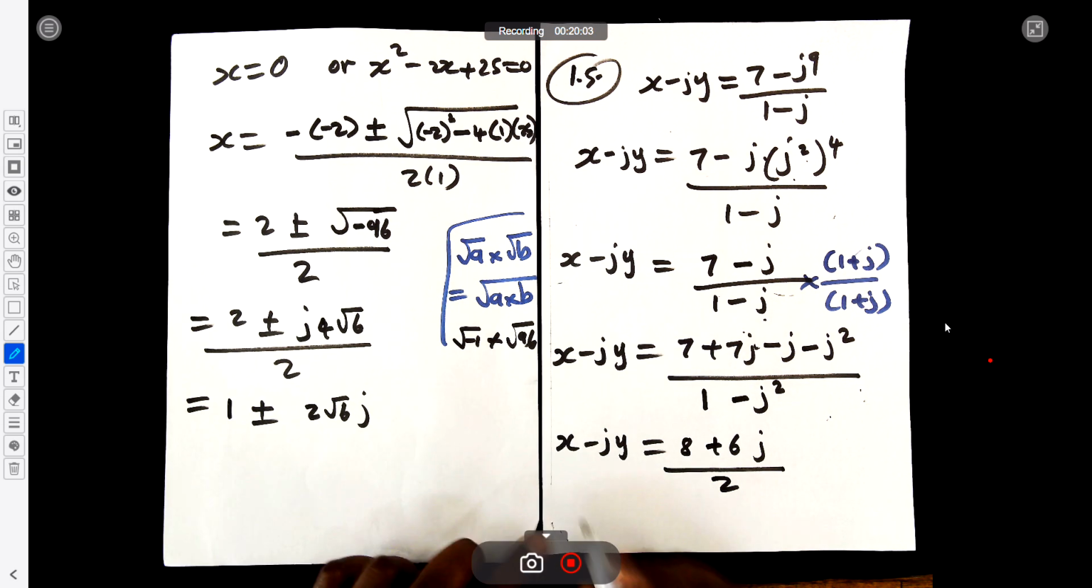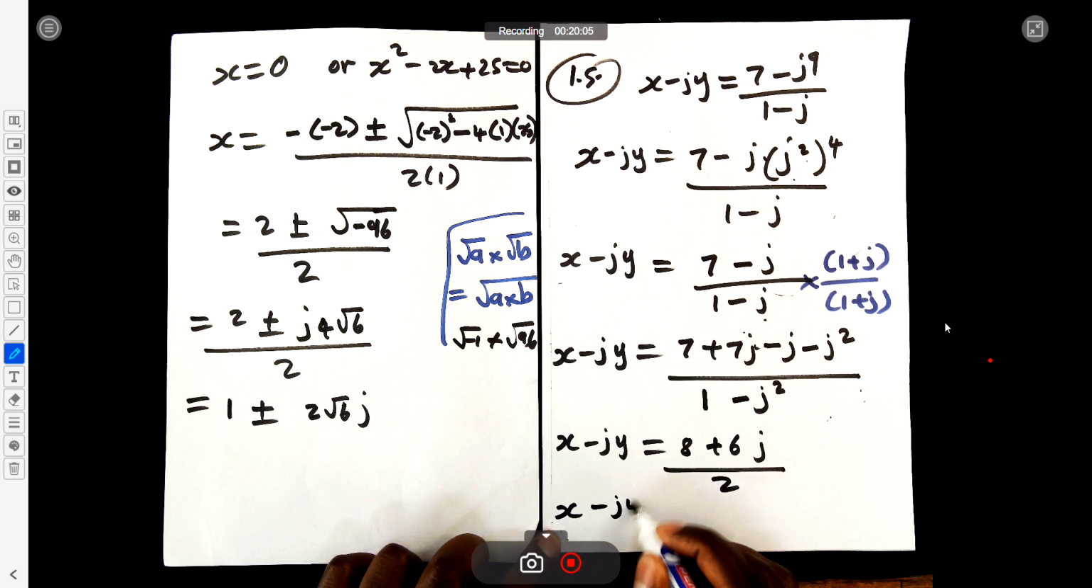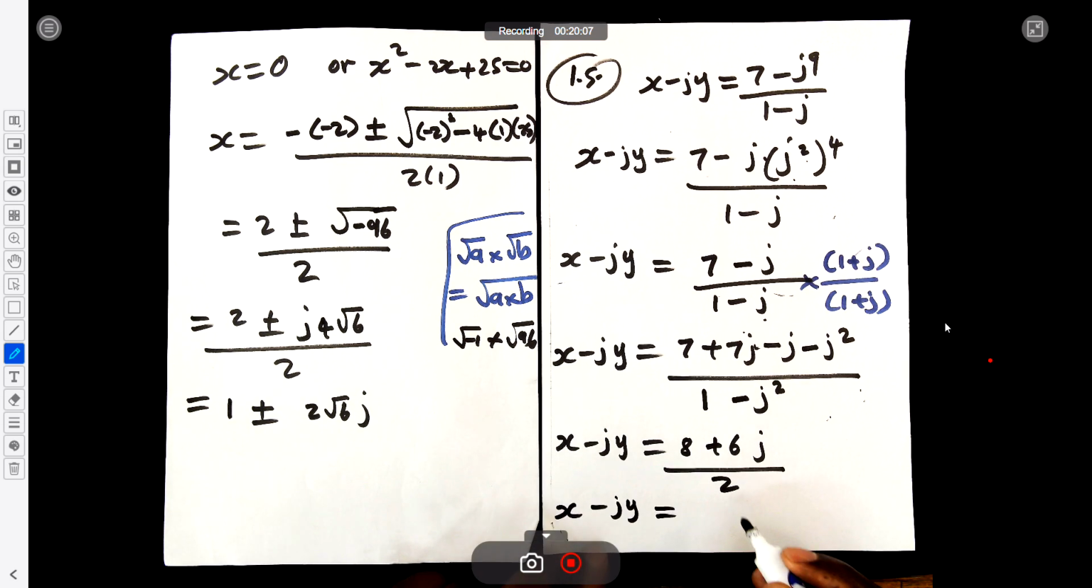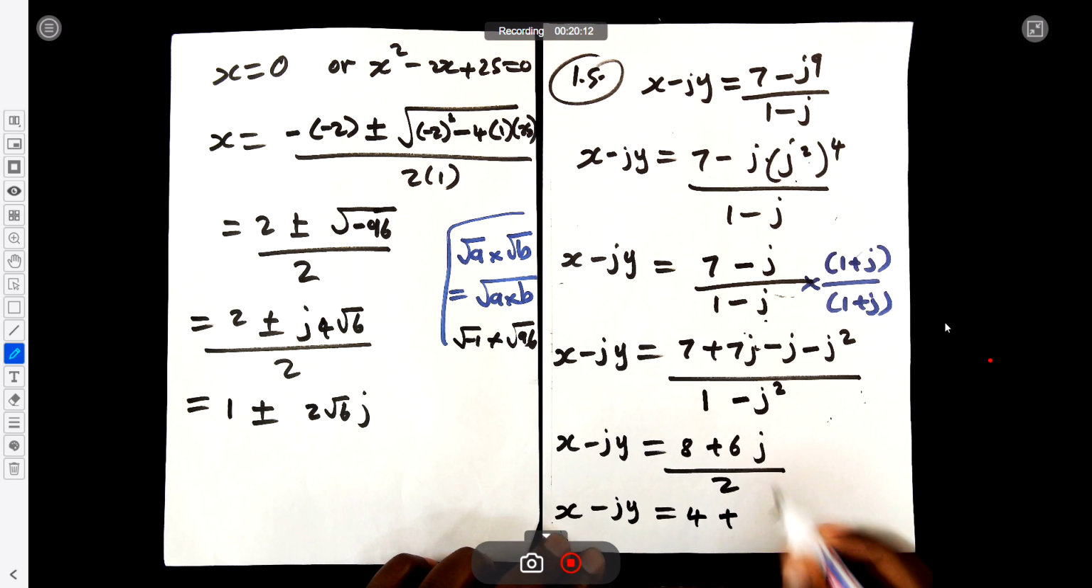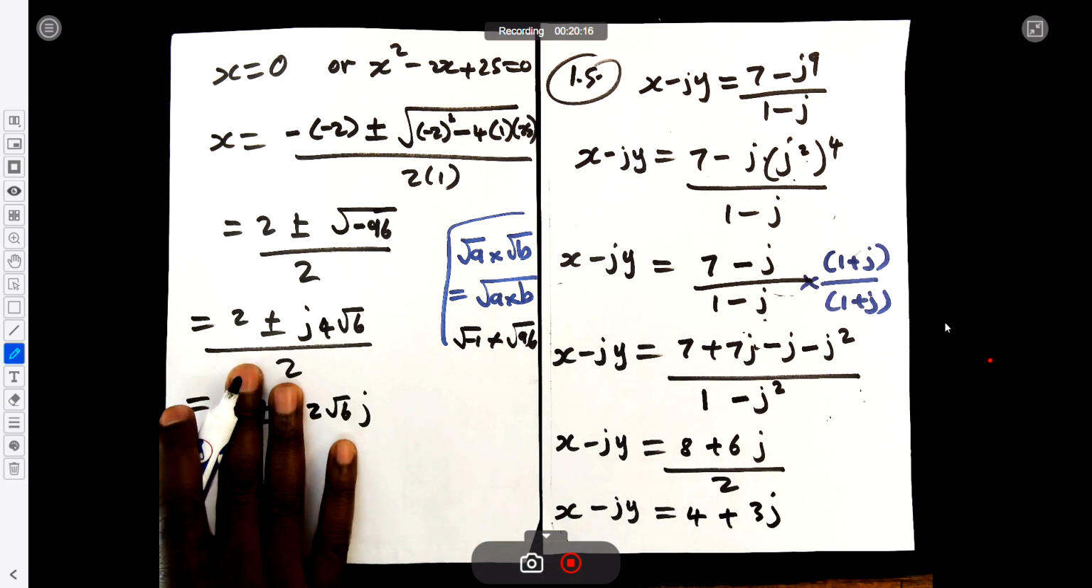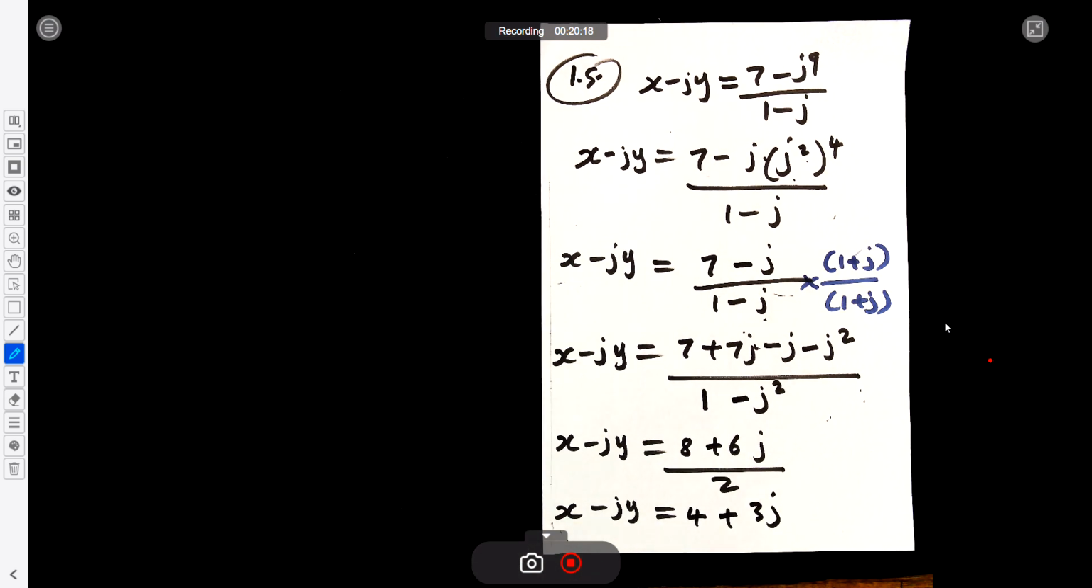So we still have to express it in a proper rectangular form. We need to have real part and imaginary part. So we see 8 divided by 2, which is 4, plus 6 divided by 2, which is 3j.